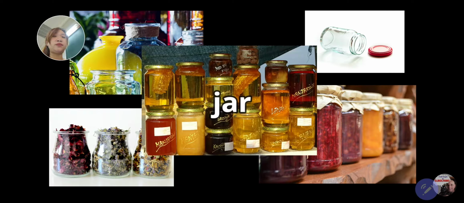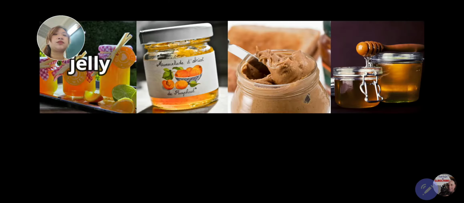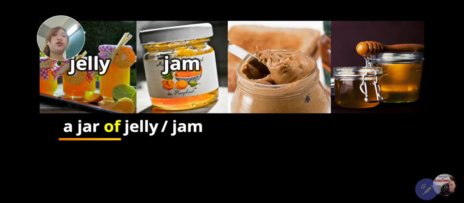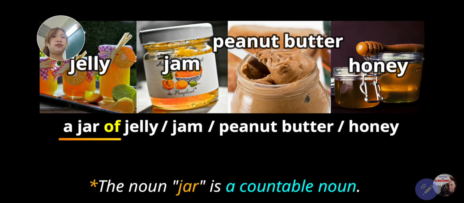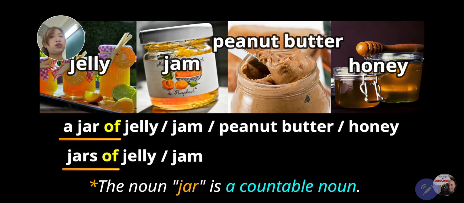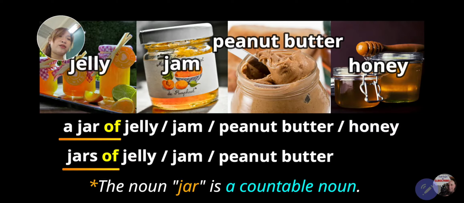A glass jar. Maybe not always, but it's usually in there. For example, jelly, a jar of jelly, or jam, a jar of jam, a jar of peanut butter, or a jar of honey. And then, to make it plural or to count those, we can say jars of jelly, or jars of jam, or jars of peanut butter, or jars of honey.